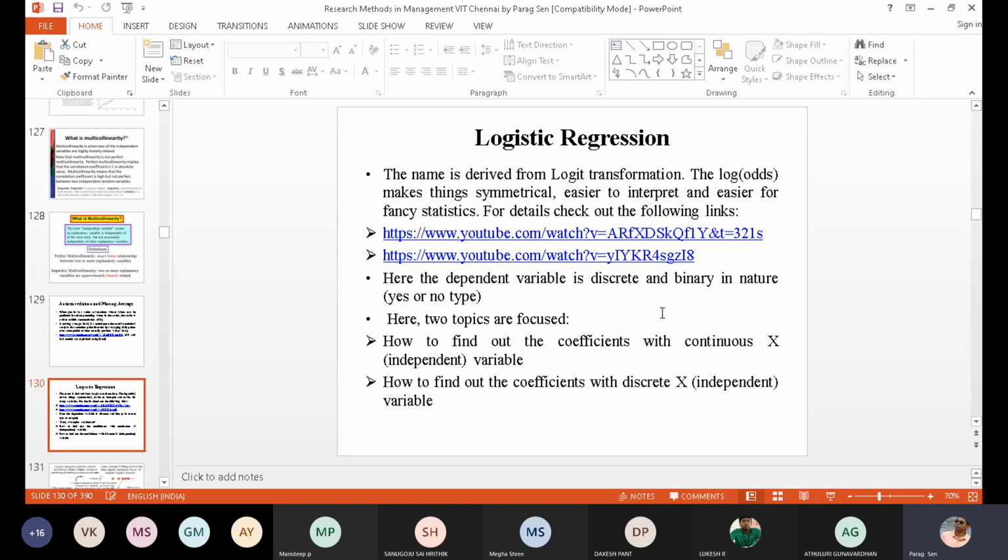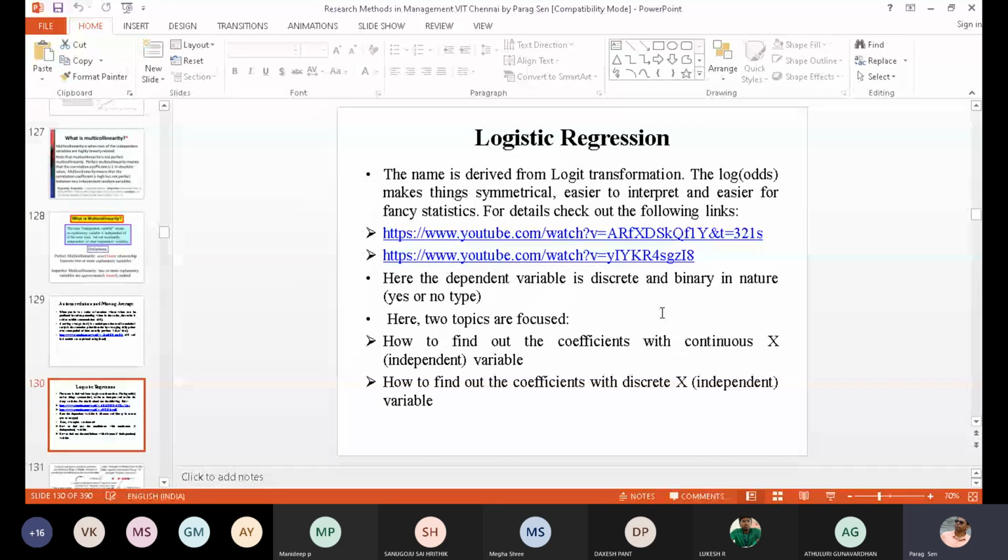You won't get any continuous type of data in that case. That is known as logistic regression. Just like simple linear regression or non-linear regression, what is your basic objective? The objective is to find the coefficients for the independent variables and the constant terms. So here you will also do the same thing. You will find the coefficients for the independent variables.